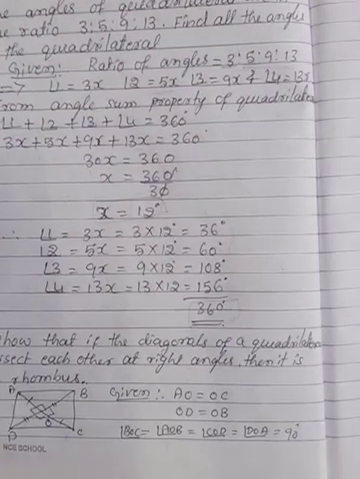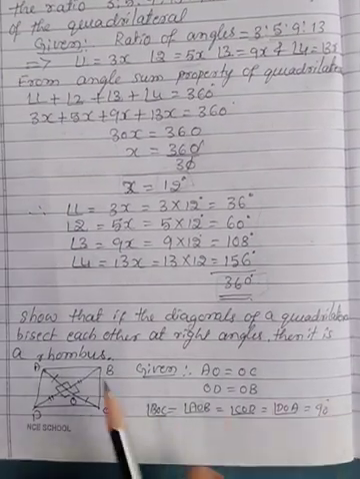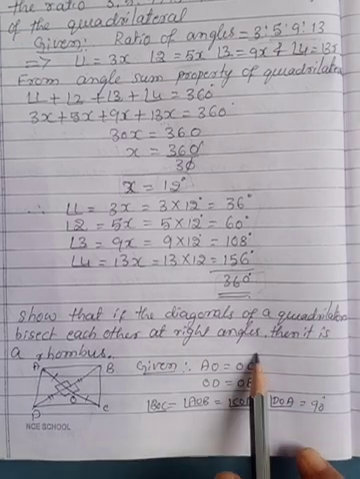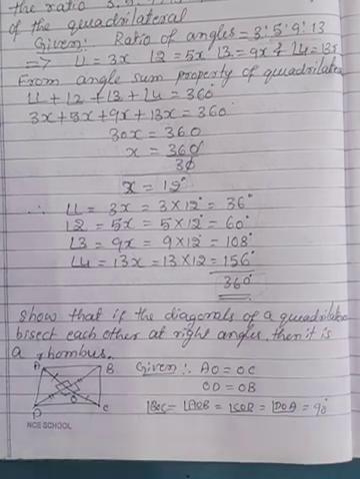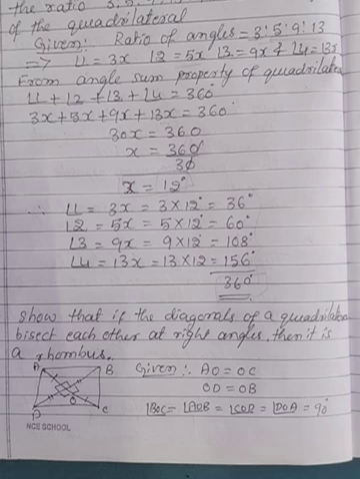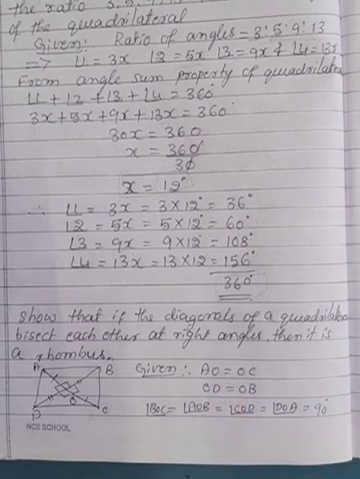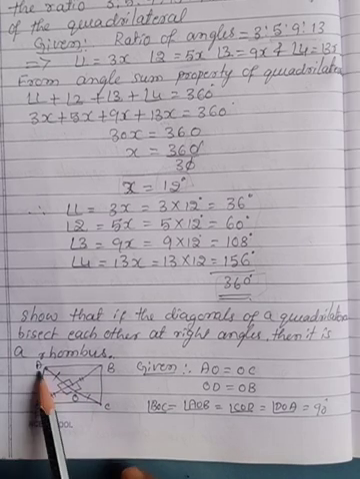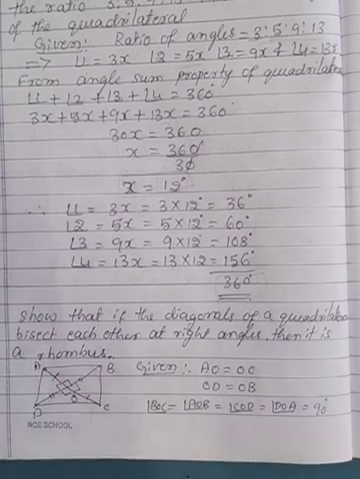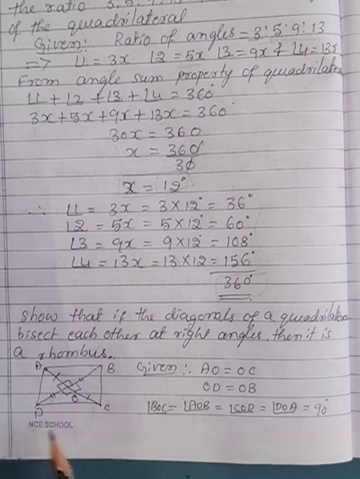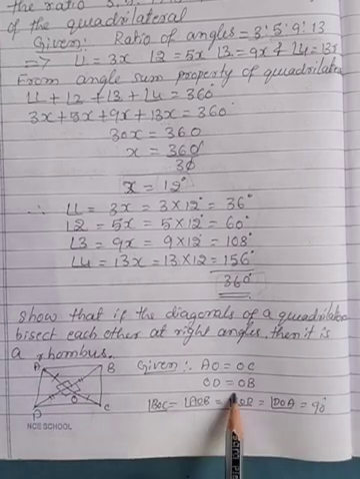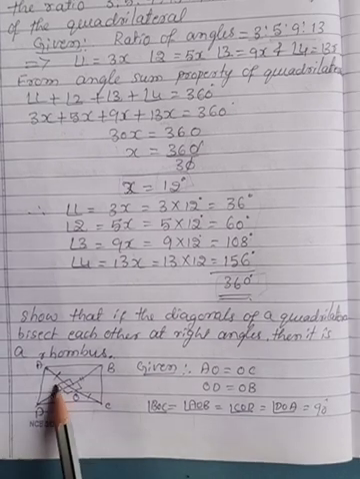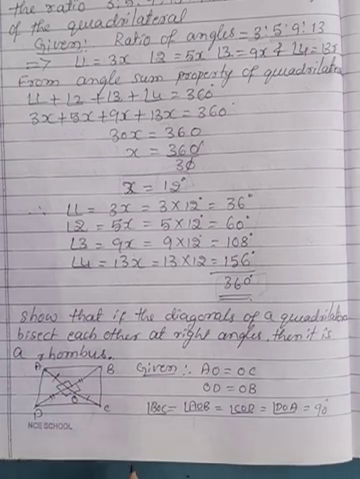Now we will move to the second question. Show that if the diagonals of a quadrilateral bisect each other at right angles, then it is a rhombus. This is the given thing. Write down what is given: the diagonals bisect each other, meaning AO will be equal to OC and BO will be equal to OD, and they are bisecting each other at right angles. All the angles at the center are 90 degrees.